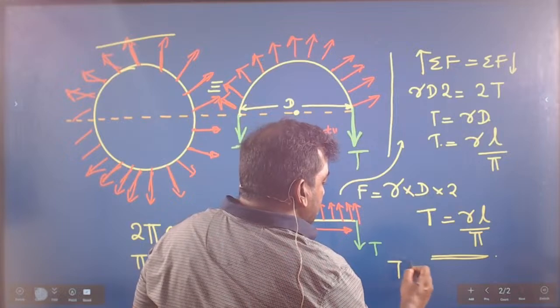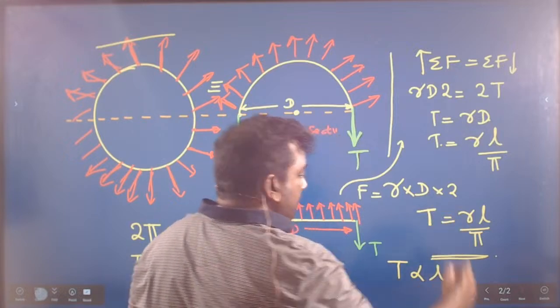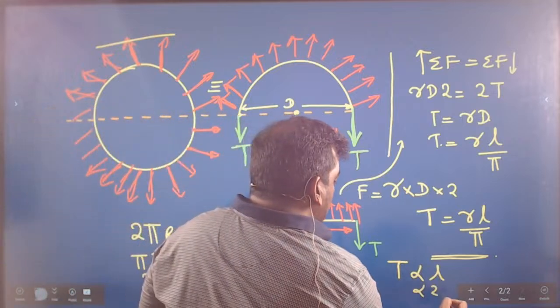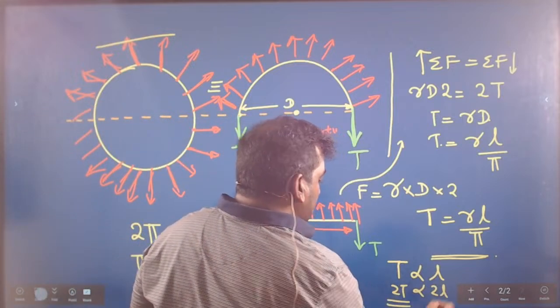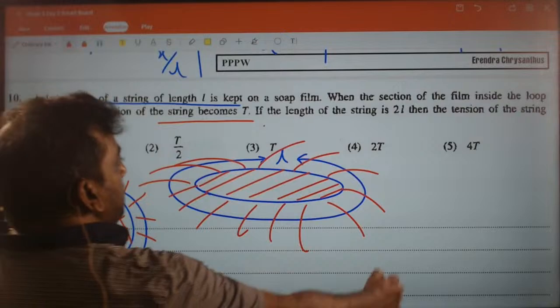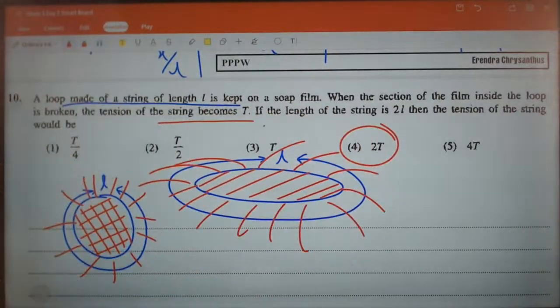Tension is proportional to length. So if length doubles, tension will also double. Correct answer, answer number 2. Clear? Right.